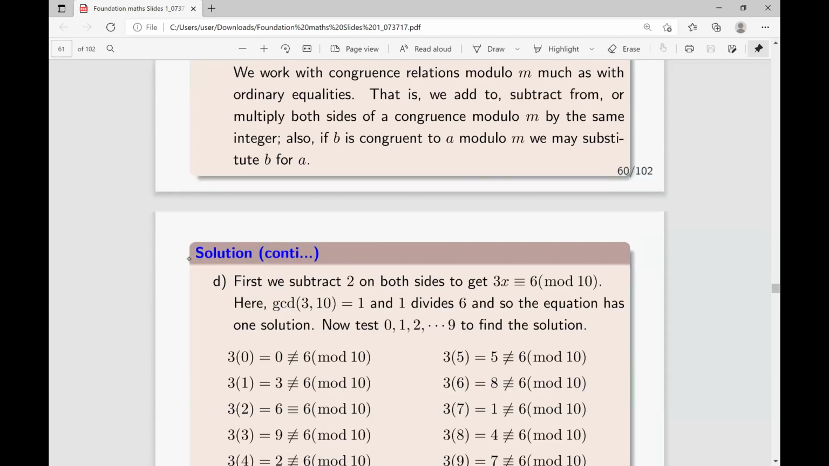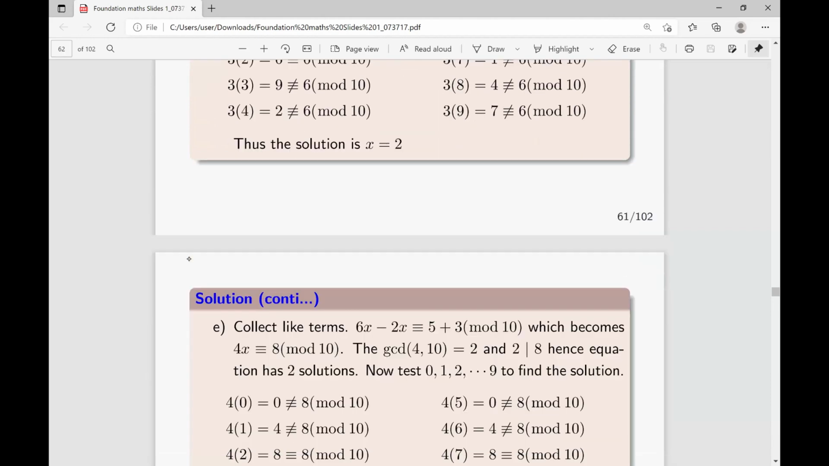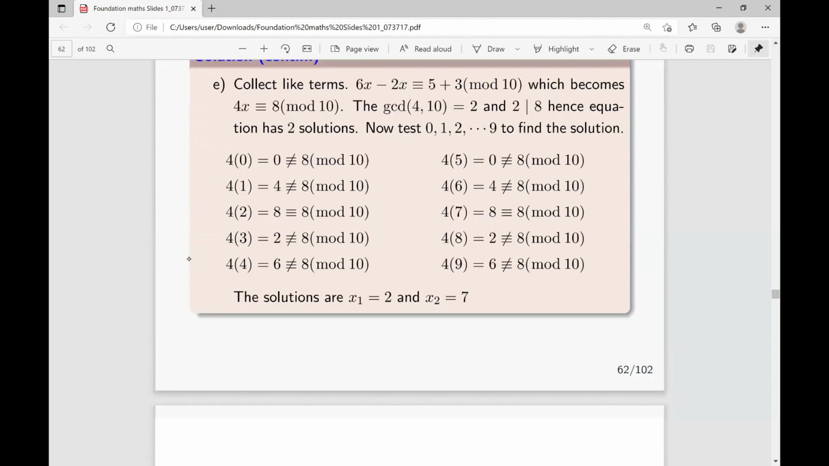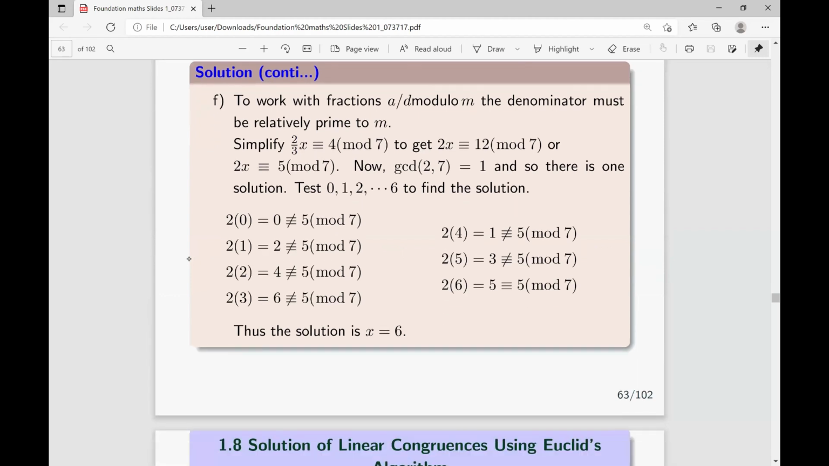Now, the working for part D is here. And then the working for part E follows. And then lastly, the working for part F, which was giving us 6 as the answer.